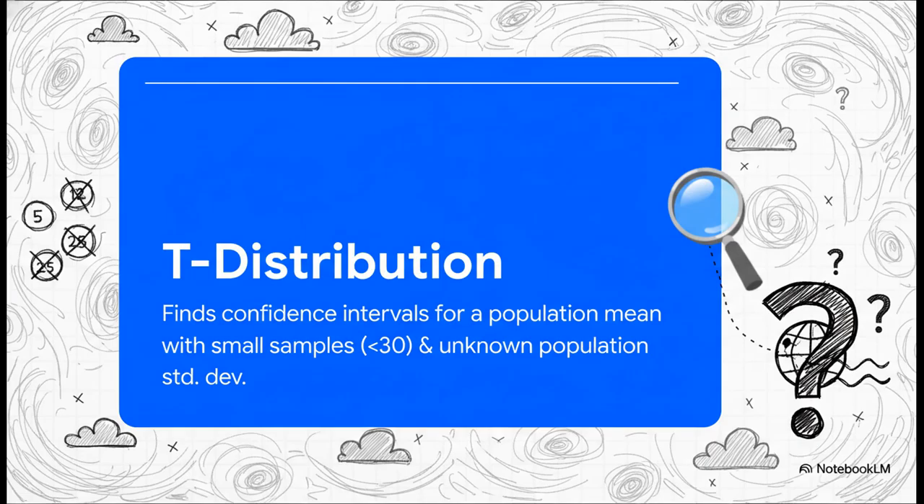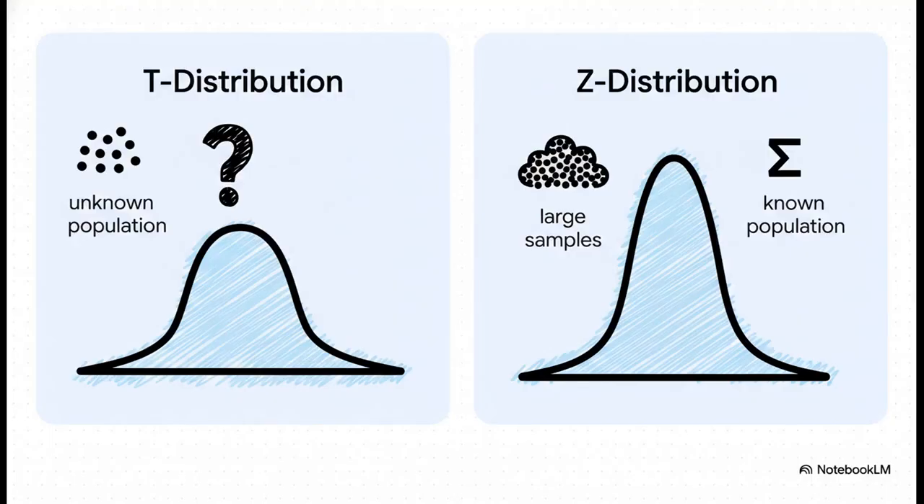So what is this thing really? Well, you can think of it as a special probability map that's drawn specifically for situations with high uncertainty. It really becomes your go-to tool under two very specific conditions. First, your sample size is small. The rule of thumb is anything under 30. And second, and this is the really critical part, you have no idea what the standard deviation is for the entire population you're studying.